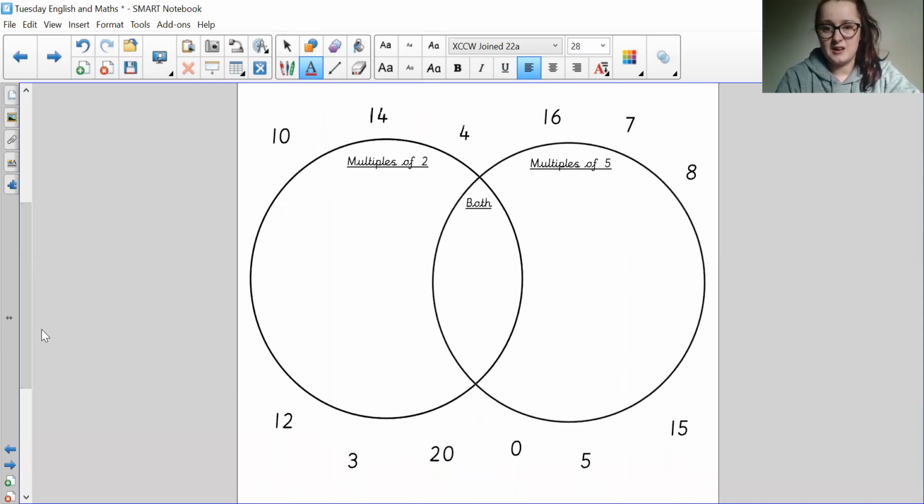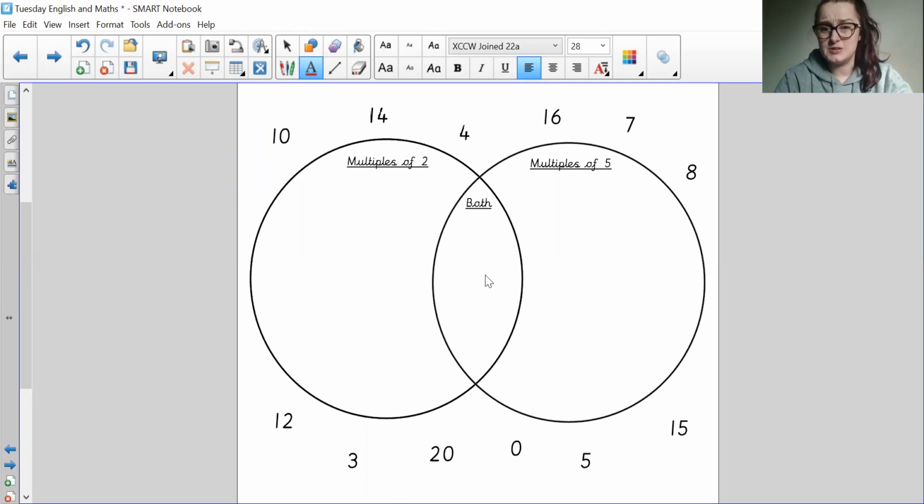Now this is a Venn diagram and it's two circles that meet in the middle. You can see I've got one circle there, and there's a gap in the middle. What I'm going to do is sort these numbers all around, okay? Some might be a multiple of 2, and if they are, I'm going to put them in here. Some might be a multiple of 5, so if they are, I'll put them in here. Some might be both, and if they're both, I'm going to put them in the middle where the two circles cross over and meet, because that shows it's both a multiple of 2 and a multiple of 5.